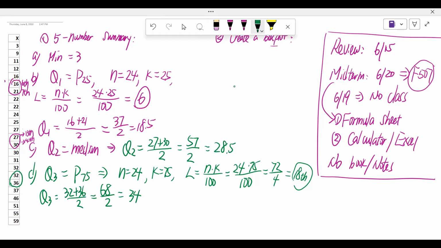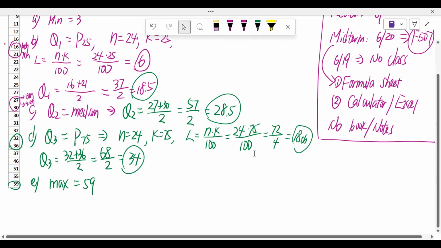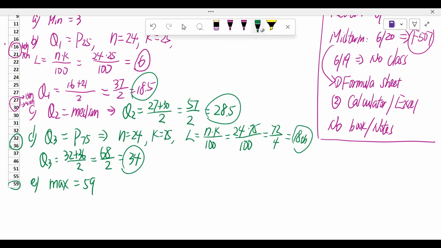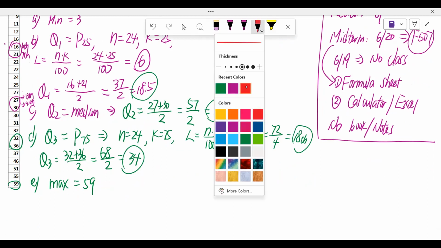Okay, so we get to quartile 1, quartile 2, quartile 3. And also the last item, no calculation needed. We find out what the maximum is, 59. Okay, so now based on those five numbers, let's create a box plot. One more time, let me put in different colors and distinguish them.